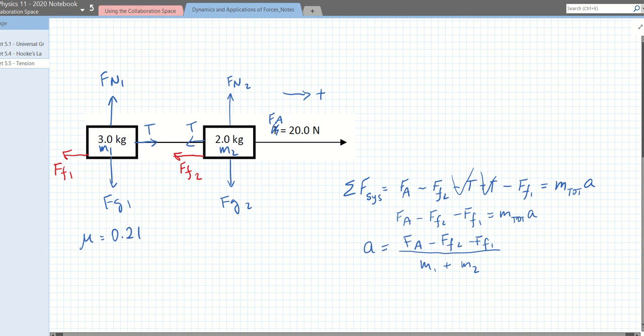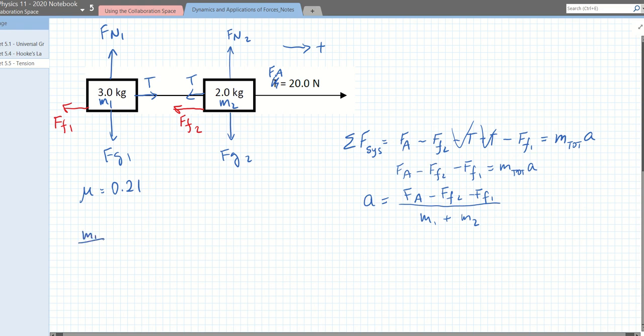Now we have to write the F net for the y direction for each of the masses. So for M1, we're going to have the sum of forces in the y direction, and let's make it positive up as well. So we're going to have Fn1 minus Fg1, and this is going to equal 0 because the objects are not moving in the y direction. So our acceleration in the y direction goes to 0, which leaves us with Fn1 equal to Fg1, which will equal m1 times g.